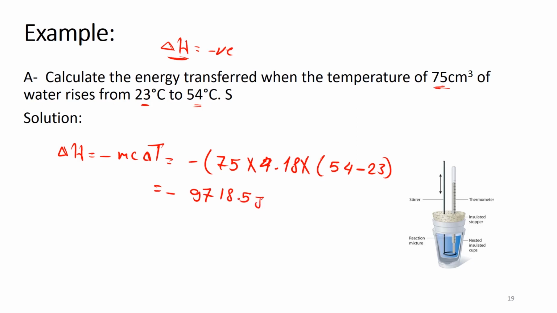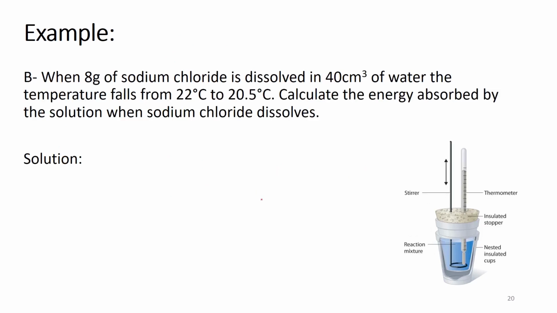Now let's look at another example. When 8 grams of sodium chloride is dissolved in 40 cubic centimeter of water, the temperature falls from 22 to 20.5 degrees centigrade. Calculate the energy absorbed by the solution when sodium chloride dissolves. This means I have here the delta H for endothermic reaction, and it must have a positive value. So the delta H in that case would be equal to minus MC delta T.